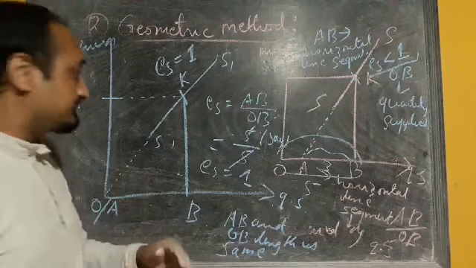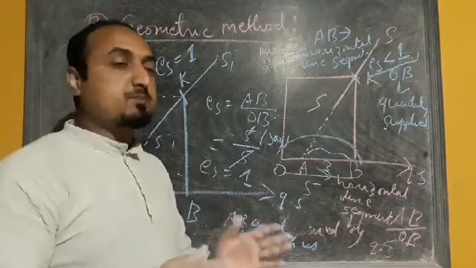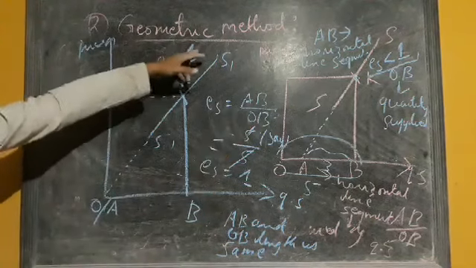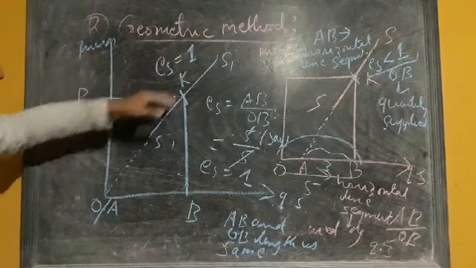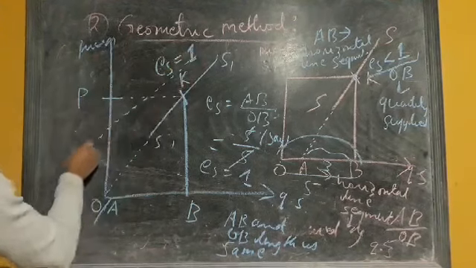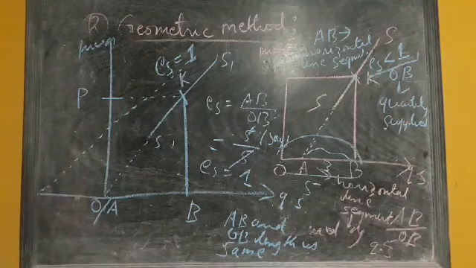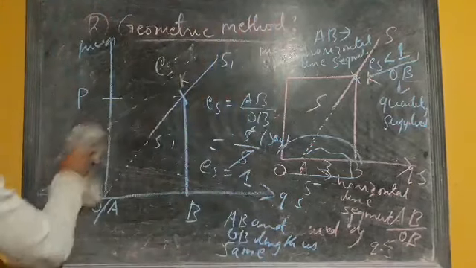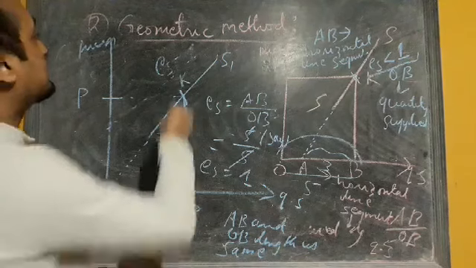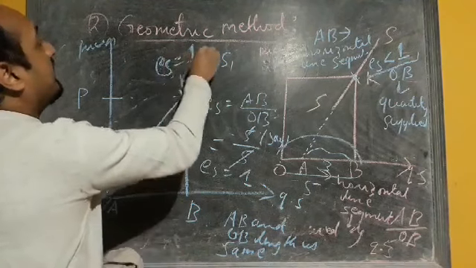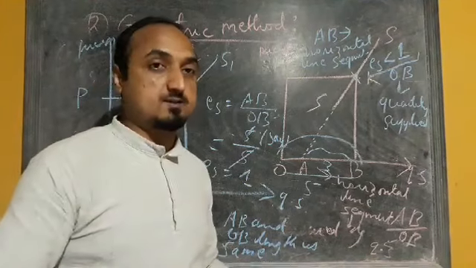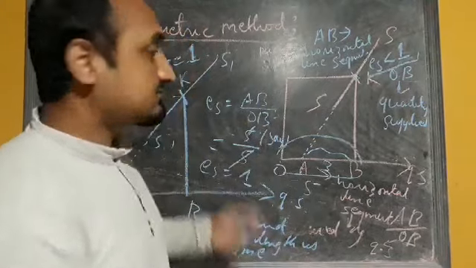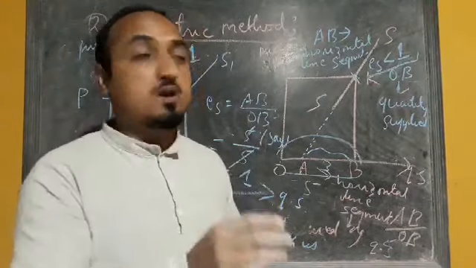Similarly, we can do it for greater than 1 also. If the elasticity of supply is greater than 1, then the supply curve will pass through the price axis. Let me do it in another diagram. So this is for elasticity of supply equal to 1. Now I will do it for another case, elasticity of supply greater than 1. What will be the shape of the curve, and where will the supply curve pass?